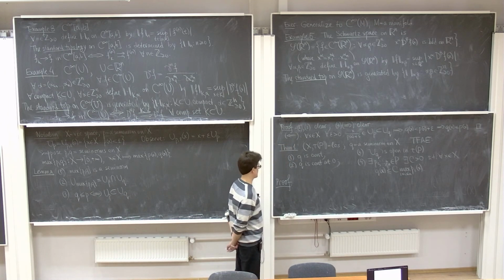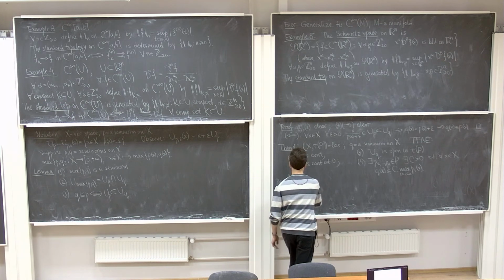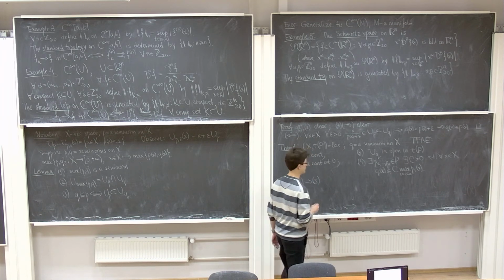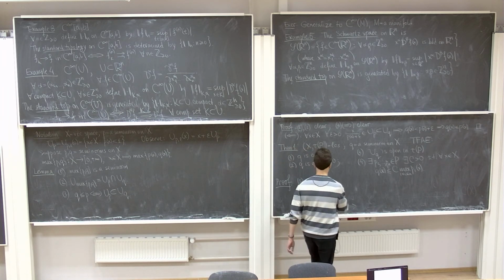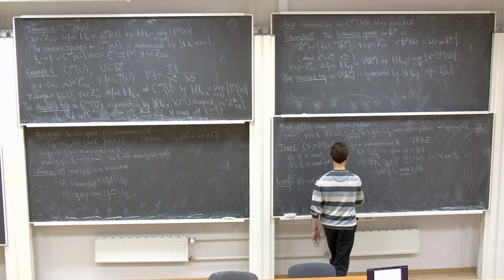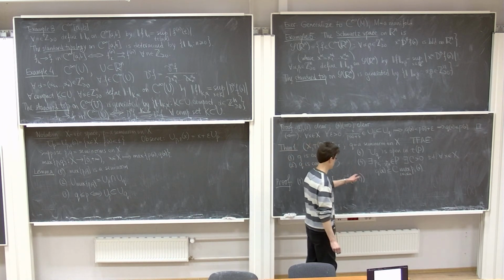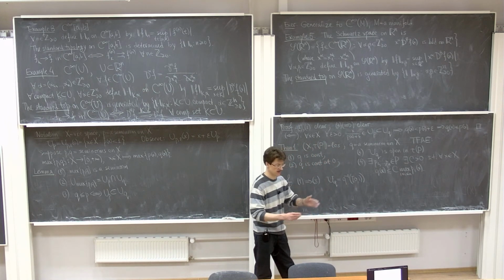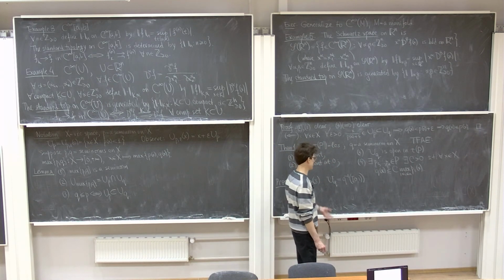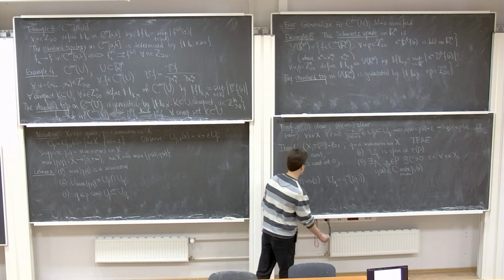Okay, so let's prove that these conditions are equivalent. First of all, let's show that 1 implies 3. This is immediate because UQ is nothing but the preimage of the following half interval. And this half interval is an open subset of the half line from 0 to infinity. And the preimage of an open set is open.